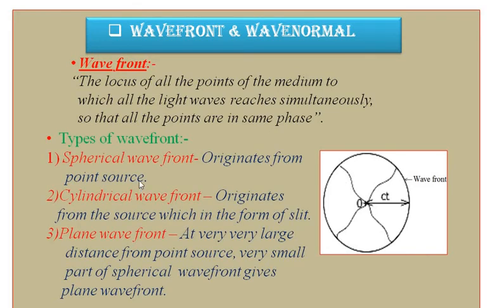There are three types of wavefront. Spherical wavefront: the wavefront originates from a point source. If our source is a point source, then we get the spherical wavefront. Cylindrical wavefront: this wavefront originates from a source which is in the form of a slit. If our source is in the form of a slit, we get the cylindrical wavefront.